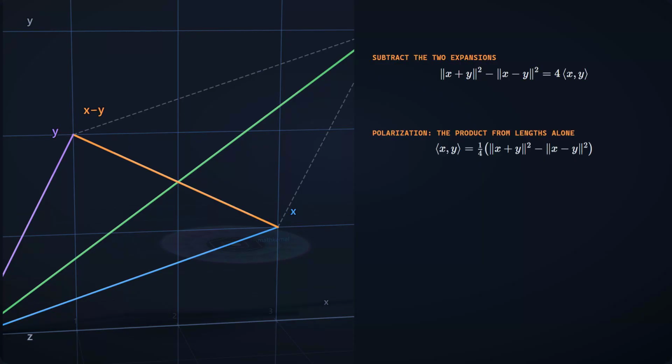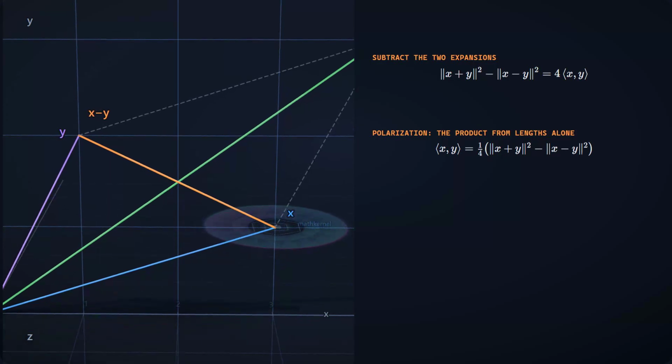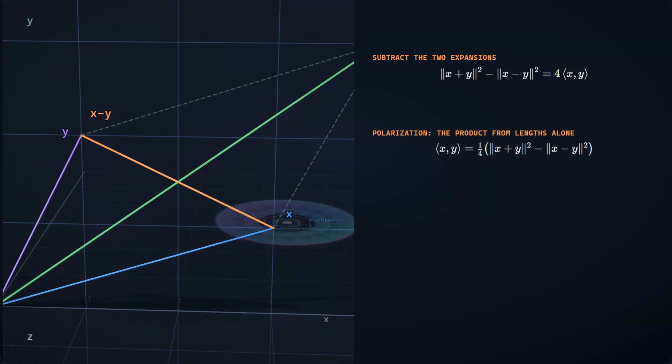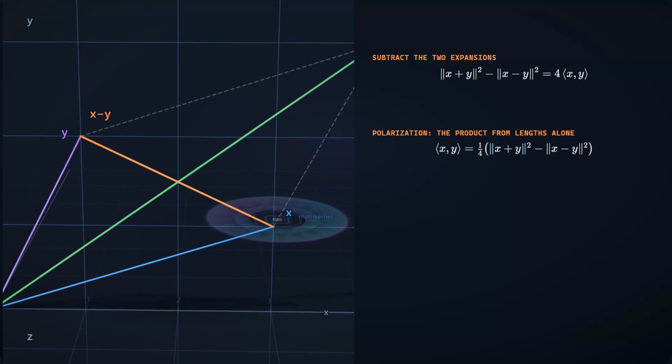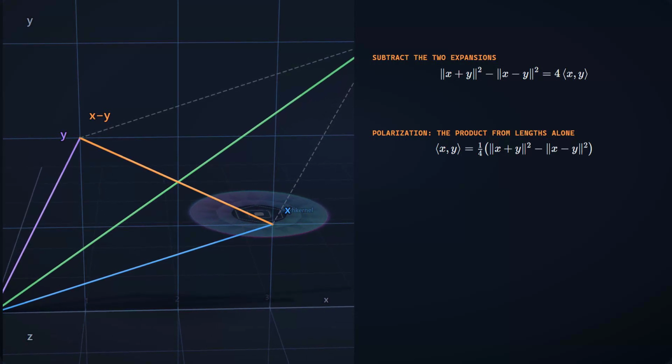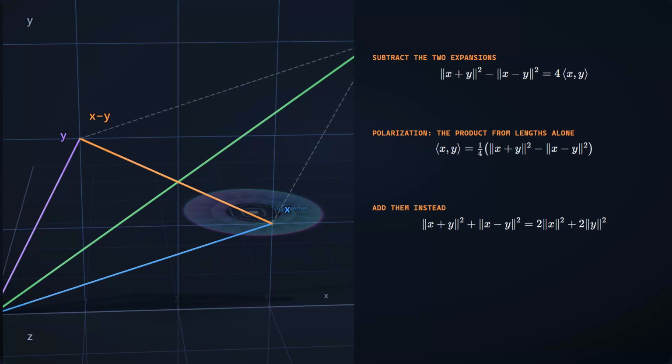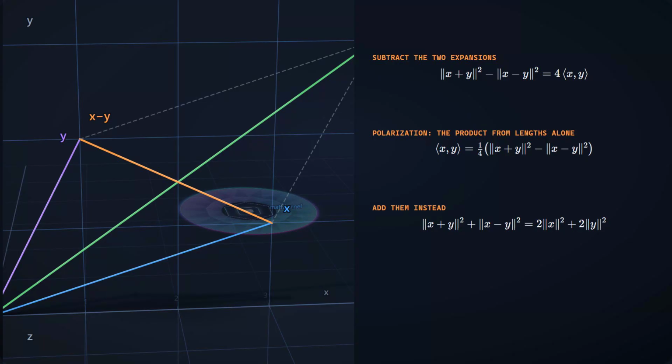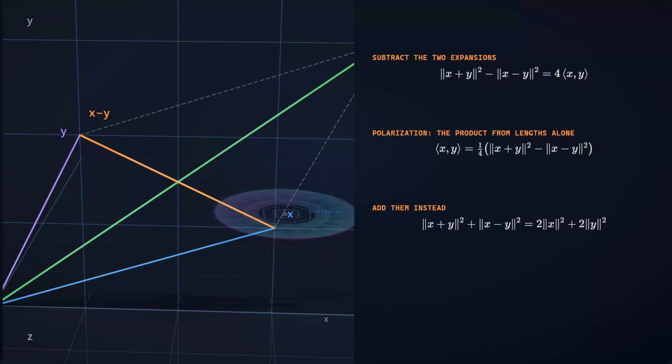Does that mean the product carries no information the norm doesn't already have? That's exactly the punchline, the polarization identity. Rearrange, and the scalar product is 1/4 of the difference of the two diagonal lengths squared. Product and norm are two views of a single structure. Now add the squared diagonals instead, and the opposite happens. The middle terms cancel, leaving twice norm of x squared plus twice norm of y squared. The parallelogram law, the two diagonals know the four sides.